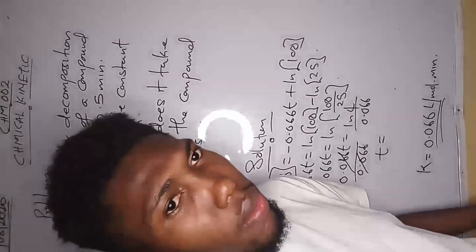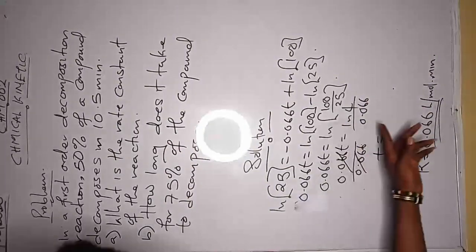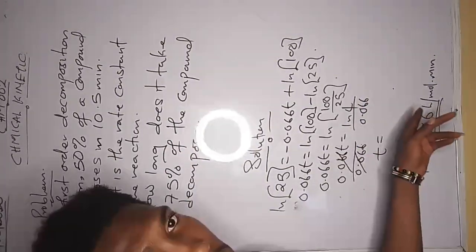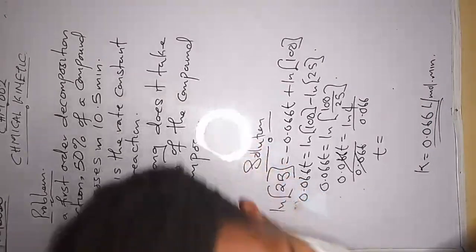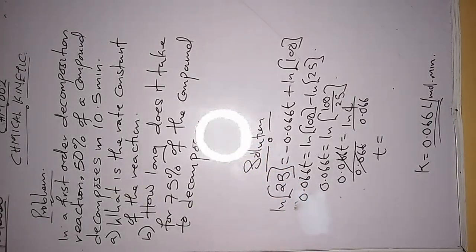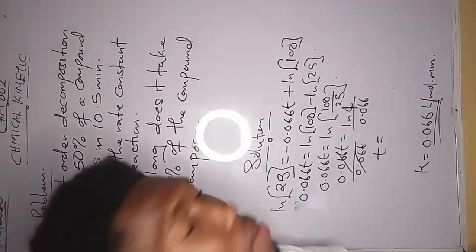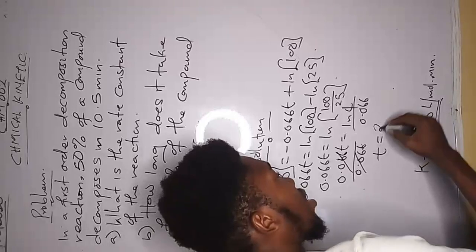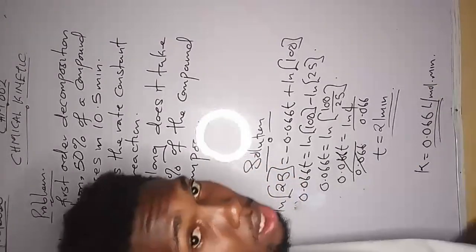What does it give us now? Is it 21 we have like this? ln 4 divided by 0.066. Does it give us 21? Who uses Casio 36, please? I don't know why people find it difficult to use normal names. 21 minutes, please. Don't forget, because we solved our K in minutes.